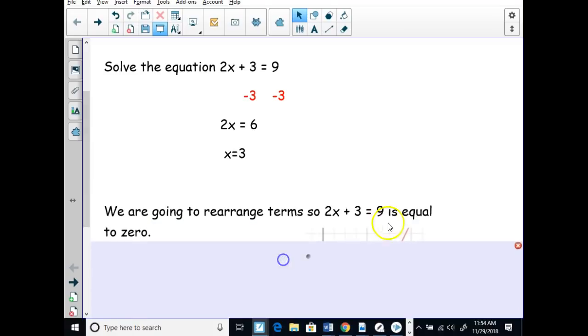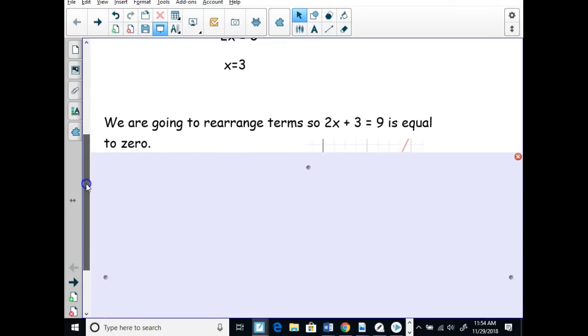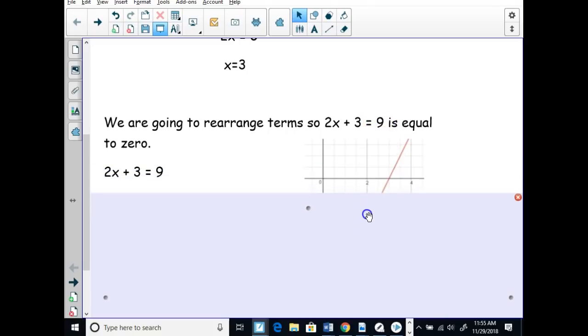I want to rearrange my original equation here: 2x plus 3 equals 9. And I want to make it equal to 0. Well, in order to make it equal to 0, I can't just replace that 9 with a 0. What I actually have to do is subtract the 9. 9 minus 9 will get me 0. So watch here.